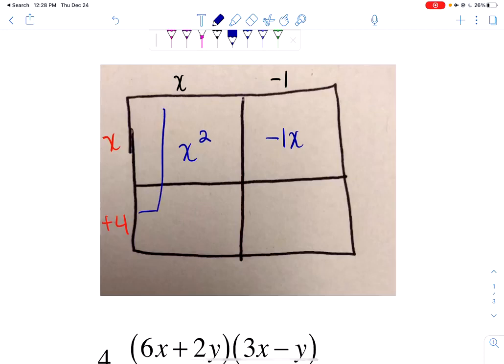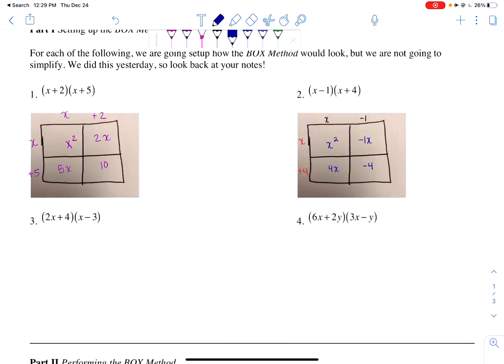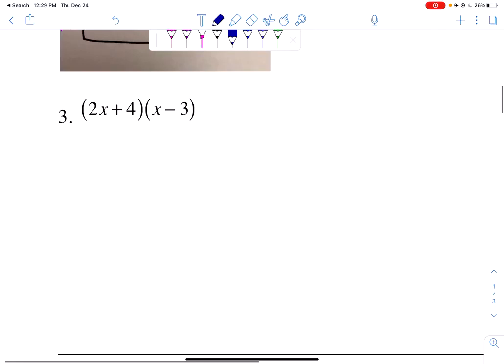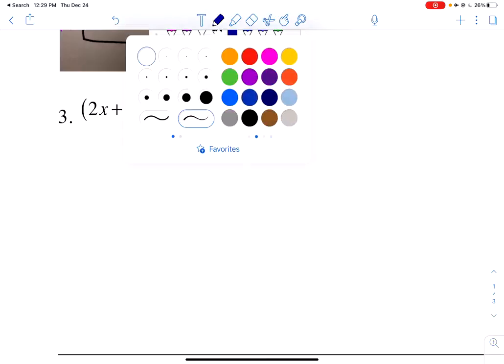Now I'm going to do 4 times x, which is 4x. Now I'm going to do 4 times a negative 1, which is negative 4. And again, you just set up the box method. Now you're going to notice these boxes are not drawn in. So the first thing we do is we just draw our box.